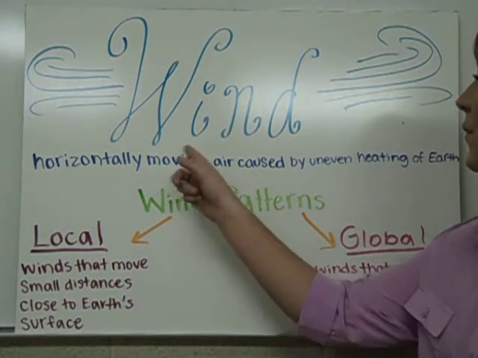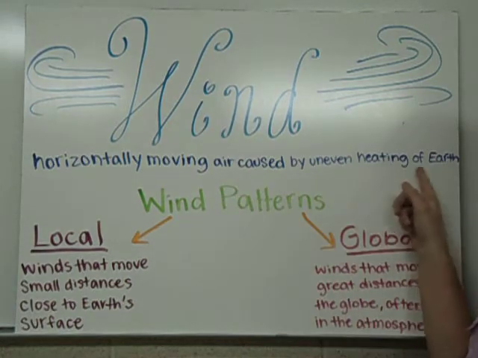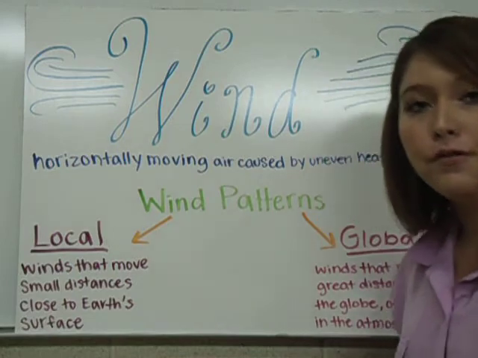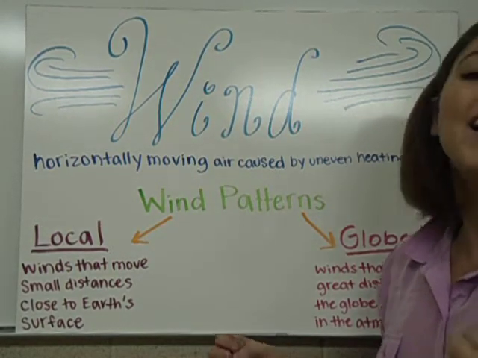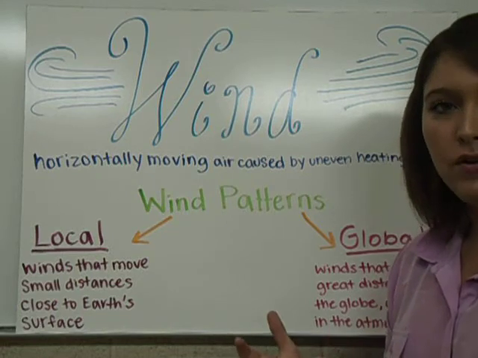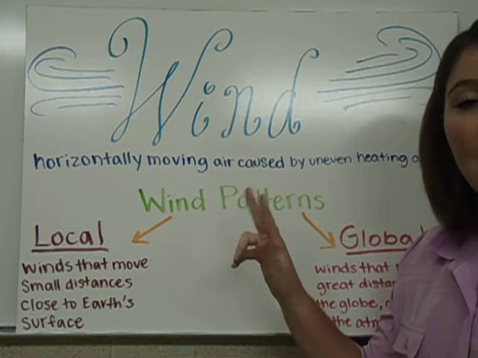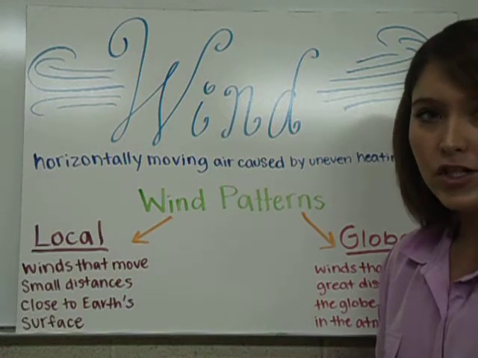Today we're going to be talking about wind, or horizontally moving air caused by uneven heating of the Earth. And this uneven heating causes areas of different pressure to form. When areas of high pressure push towards areas of low pressure, that's what creates the breeze that we feel on Earth. And the difference between the distance between the high and low pressure areas causes the different wind speeds and directions that we experience.